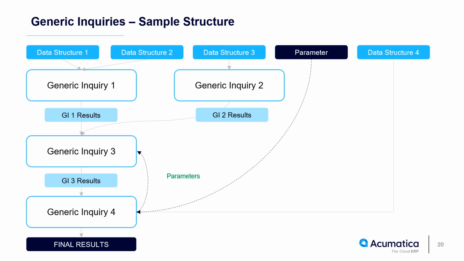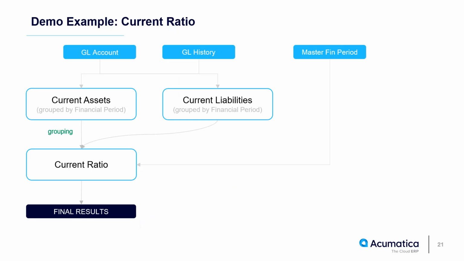Here's a sample structure. Notice that the fourth generic inquiry is formed using the result of other GIs as well as original data. Parameters can be passed through the structure. I will demonstrate how we can calculate the company's current ratio and post it to a financial dashboard. To do this, I create GIs to summarize the current assets and current liabilities. Then I use these inquiries to compute the current ratio.